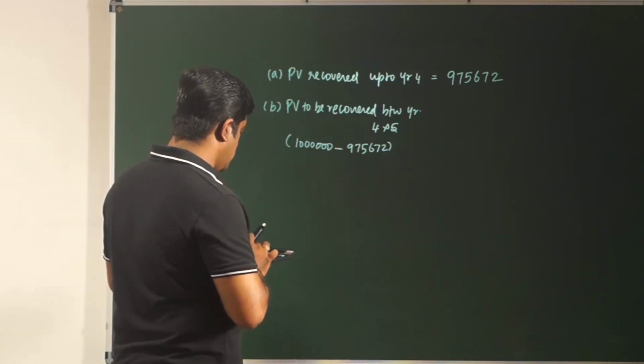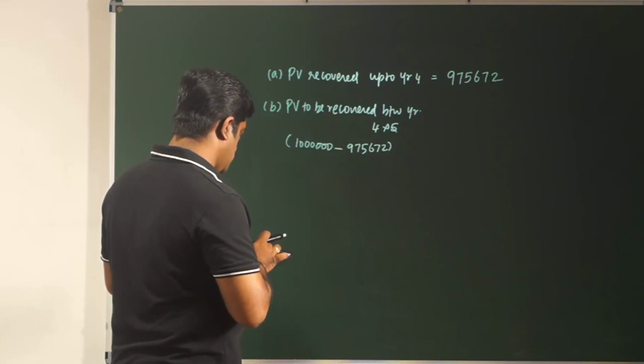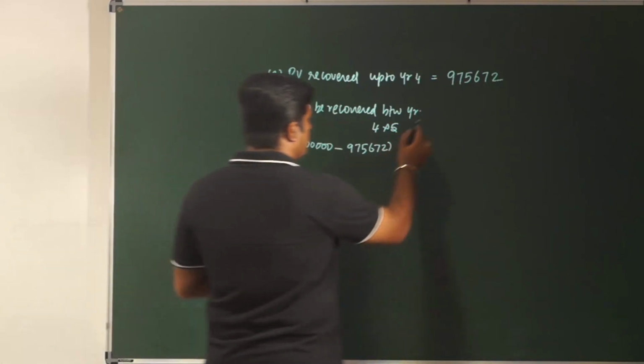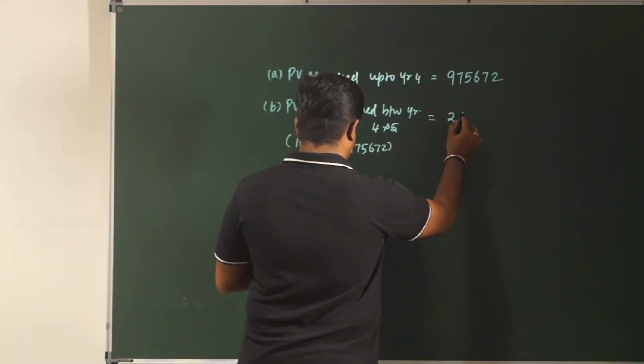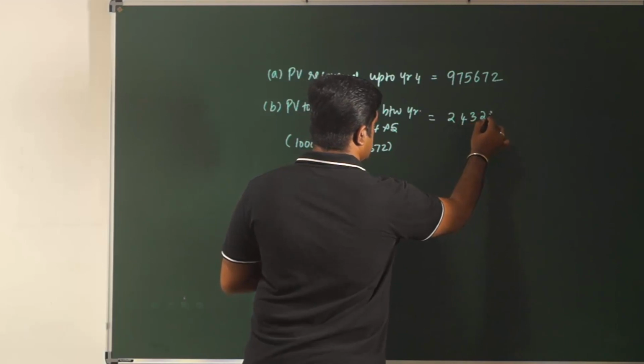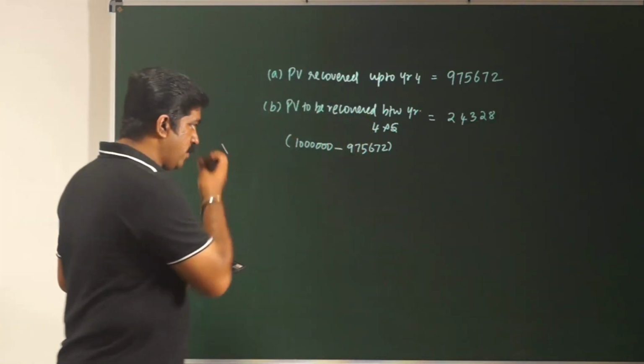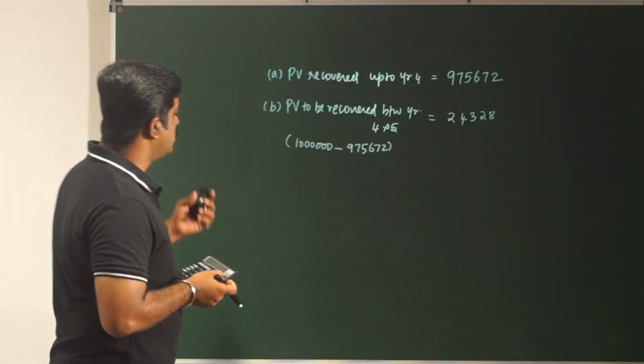So it is 10,100,000 minus 975,672. It is 24,328. So this is what we have to recover between year 4 and 5 to find out the payback period.